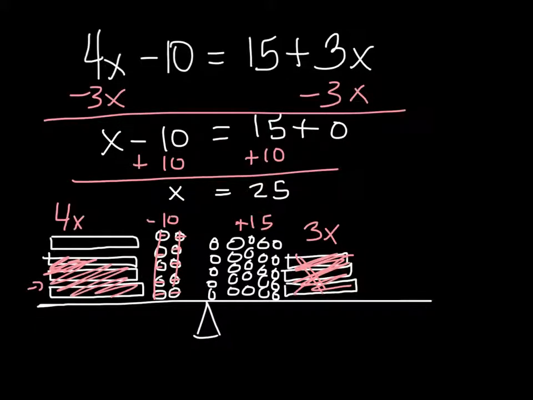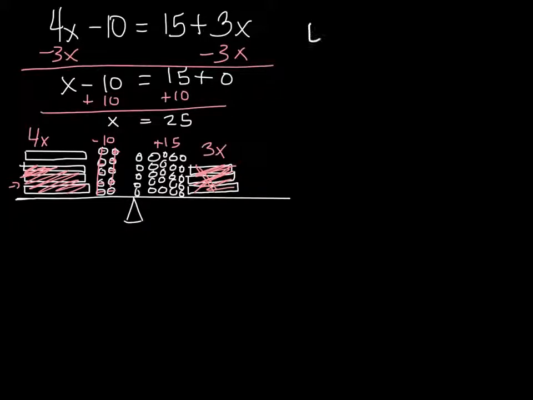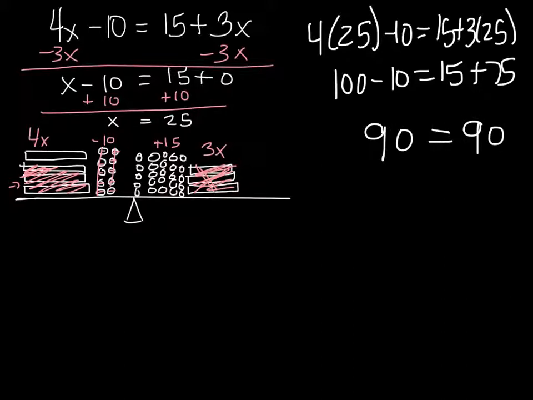But again, we want to check it, right? So 4 times 25 minus 10 is equal to 15 plus 3 times 25. Or 100 minus 10 is equal to 15 plus 75. And it looks like this would be 90 is equal to 90. So it checks out. X must be 25 in this case.